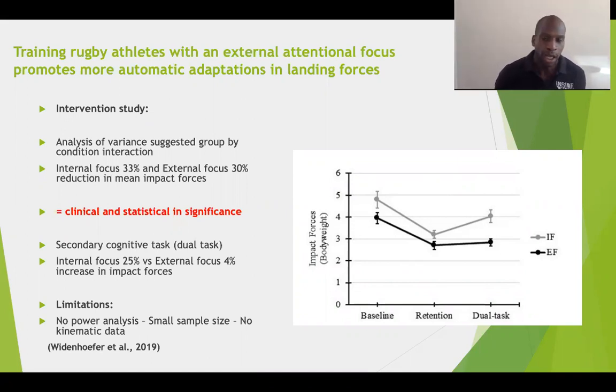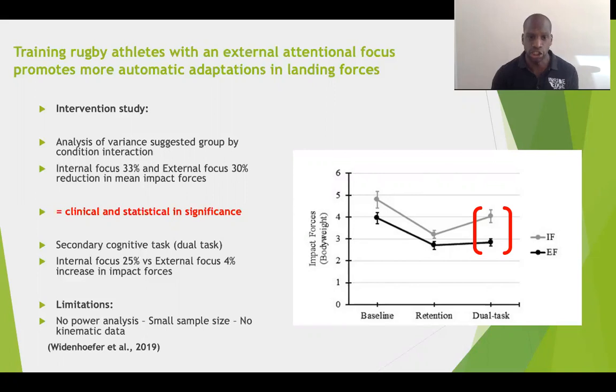These were youth rugby players, and in essence they were asked to jump off a box and land. What they measured was ground reaction forces using a force plate. What we see, which went against the preponderance of gross motor skill research, is that for internal compared to external focus there was no clinical significance and definitely no statistical significance between the two groups. There was about a 3% difference in mean impact forces.